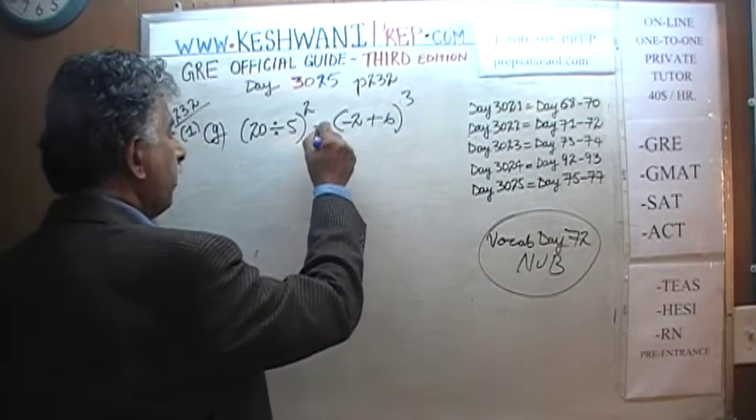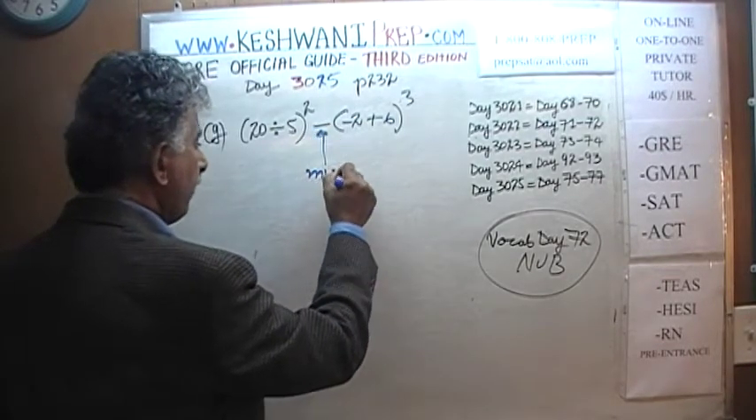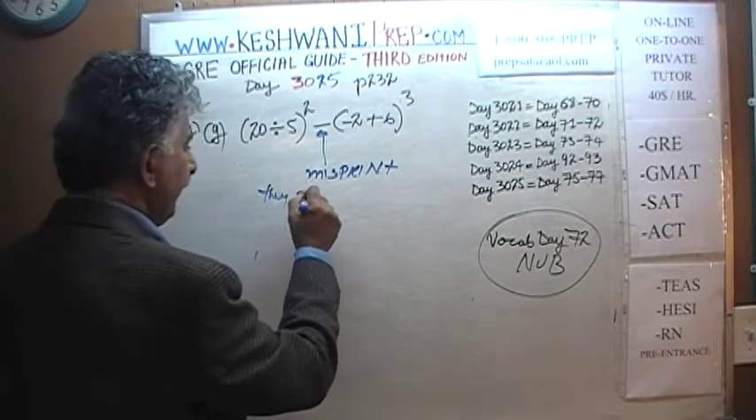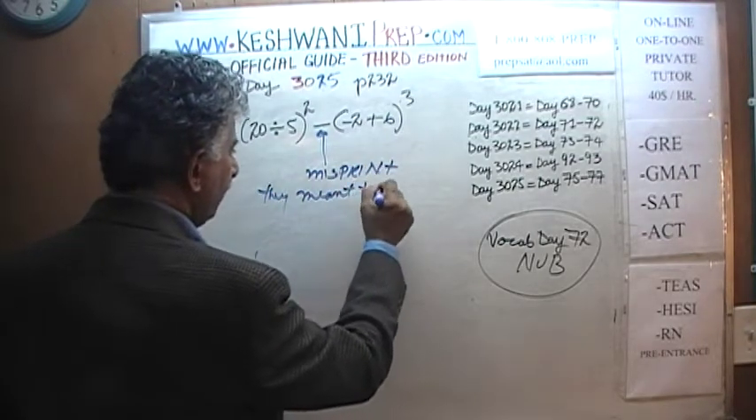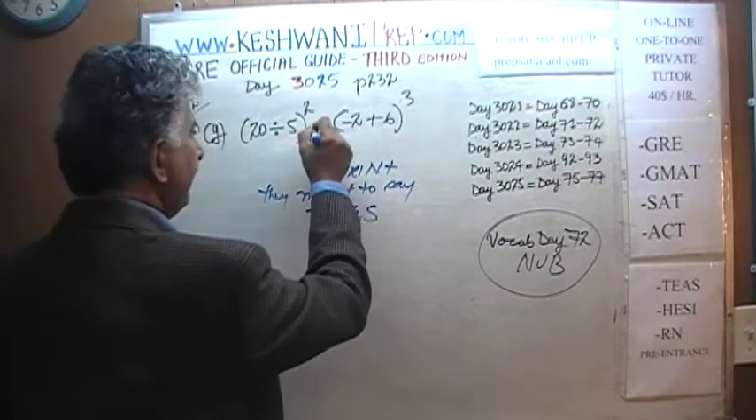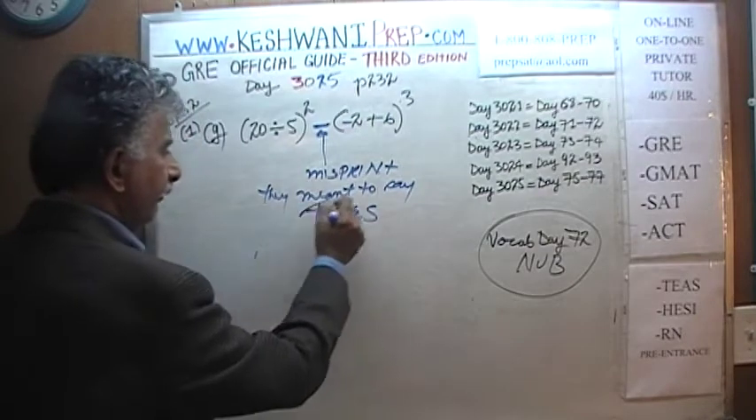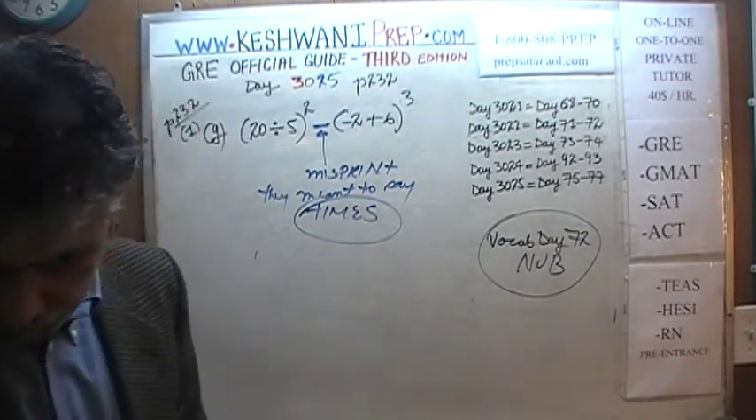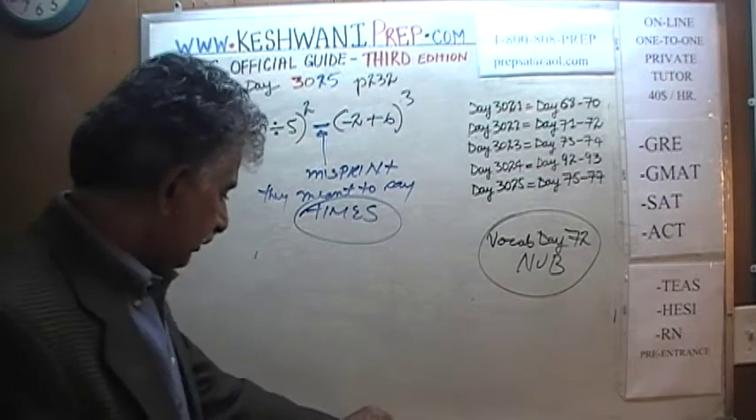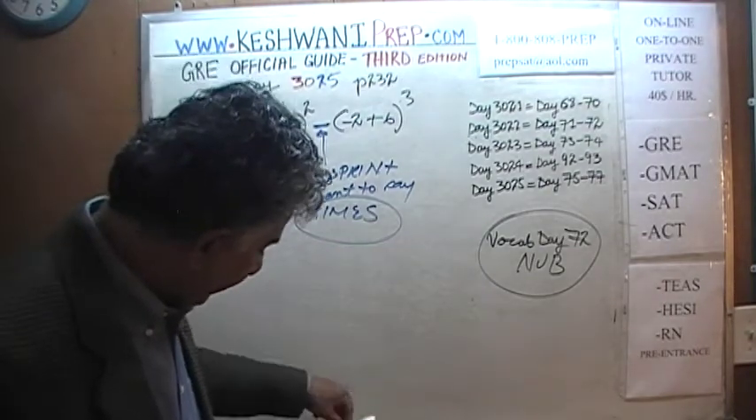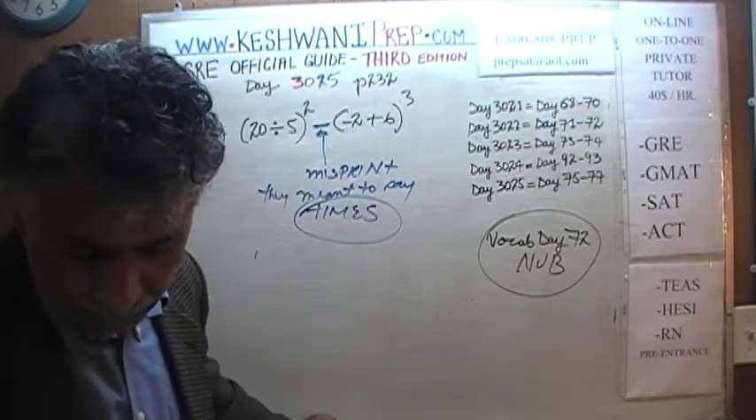This here is a misprint. They meant to say times, not negative. Correct. Fix that. It's a misprint in the book. I don't know if your book has that misprint, but mine does. It says negative. That's not what they meant there. They meant to say times.